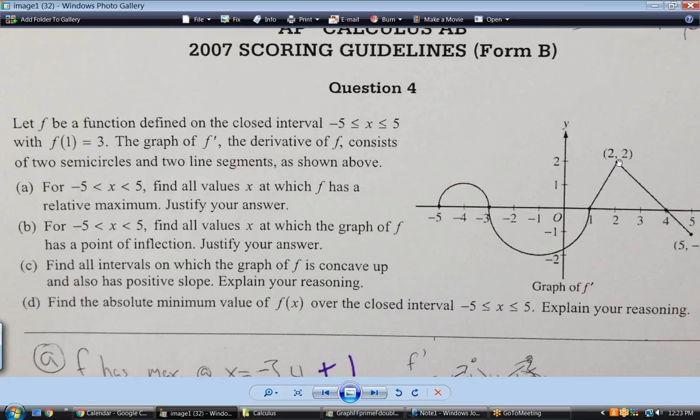From 1 to 2, the second derivative is positive, so it is concave up, and the first derivative, which is the slope, is positive. So our only two intervals for C, really, are from -5 to -4 and from 1 to 2.